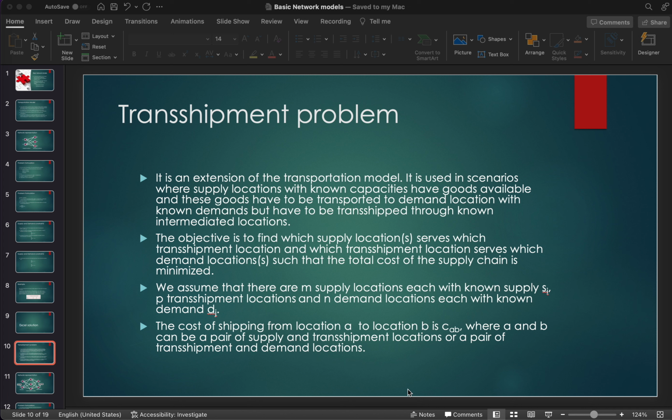Now the objective is similar. You still have to find the lowest cost way of transporting your goods from supply locations to demand locations through the transshipment locations. And we will assume that all the supply locations have known supply Si and demand locations have known demand Dj, right? Now, cost will be represented as Cab, just as before.